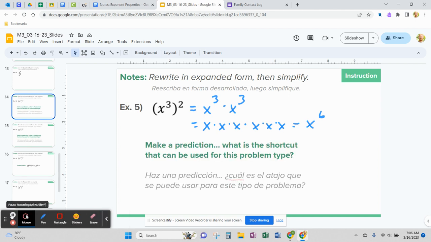So go ahead, make a prediction. What is the shortcut that can be used for this type of problem? Pause the screen, jot this down, and unpause it so you can come back to the actual rule.